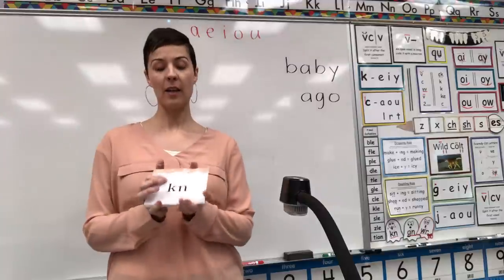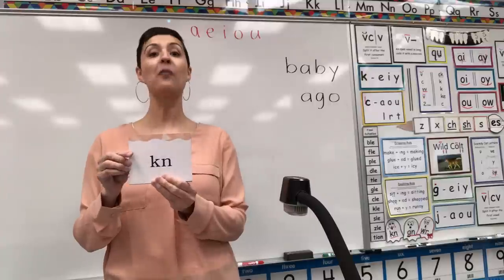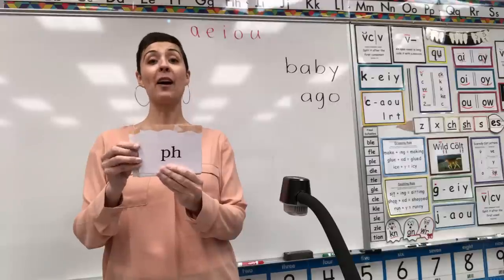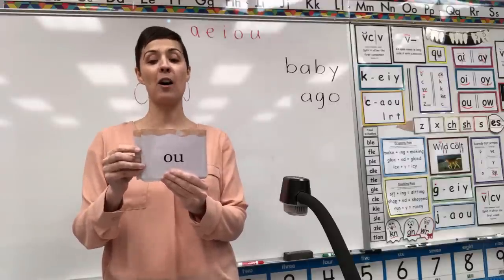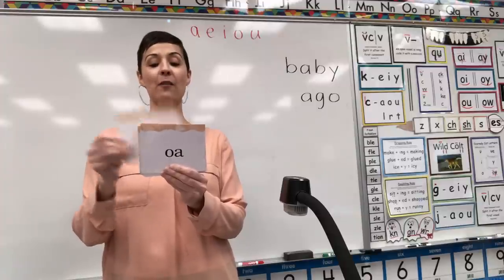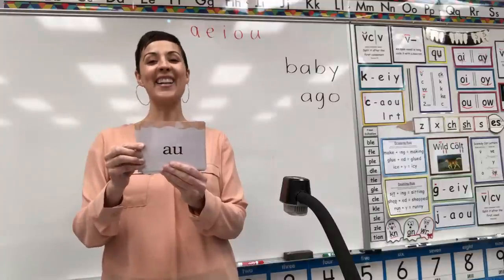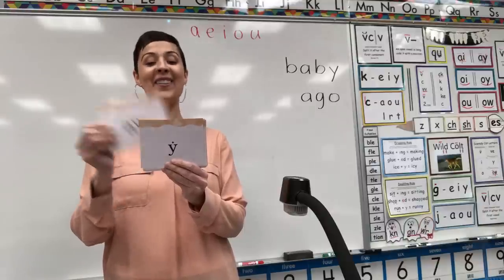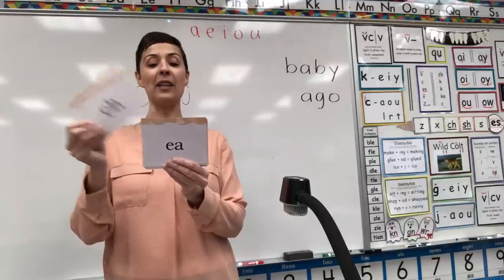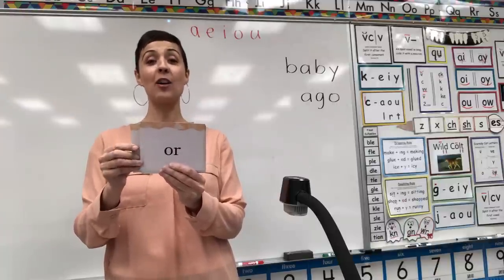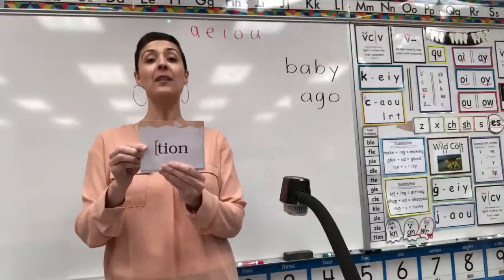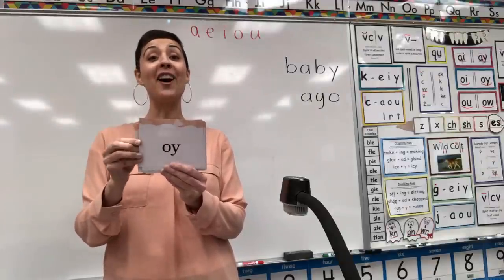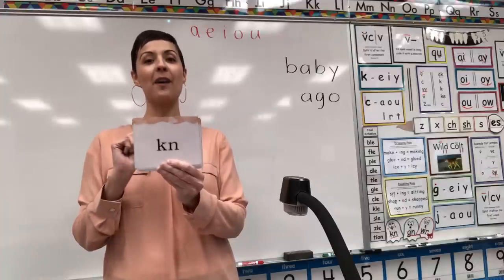Let's do our letter cards and then we'll move to our picture cards before we do our spelling sounds, starting ghost digraph. Ready? Ghost digraph, K, N. Ghost digraph, G, N. Ghost digraph, W, R. Digraph, P, H. Digraph, E, Y. Diphthong, O-U, digraph, U-E, digraph, O-A, combination, U-R, digraph, A-U, diphthong, digraph, O-W, combination, E-R, vowel, Y, digraph, A-W, digraph, E-A, digraph, C-H, combination, O-R, combination, A-R, final syllable, T-I-O-N, combination, I-R, diphthong, O-I, diphthong, O-Y, G, ghost digraph K-N.